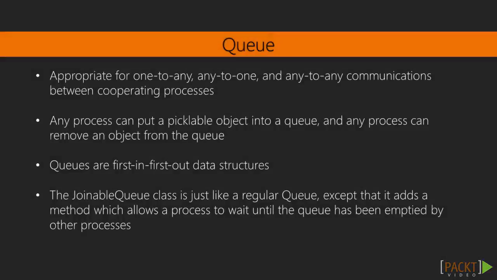Queues are communication channels that are appropriate for one-to-any, any-to-one, or any-to-any communications between cooperating processes, depending on how they're used. That makes them ideal for posting tasks to worker processes when we don't care which worker ends up doing the task, and for collecting the results of multiple worker processes. Any process can put a picklable object into a queue, and any process can remove an object from the queue. Queues are first-in, first-out data structures, which means that objects are removed from the queue in the same order that they're added. There is a subclass of Queue called JoinableQueue, which adds a method which allows a process to wait until the queue has been emptied by other processes.